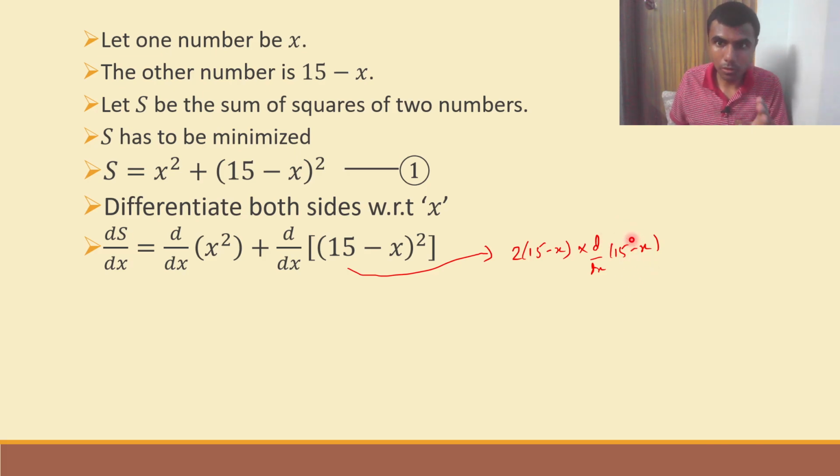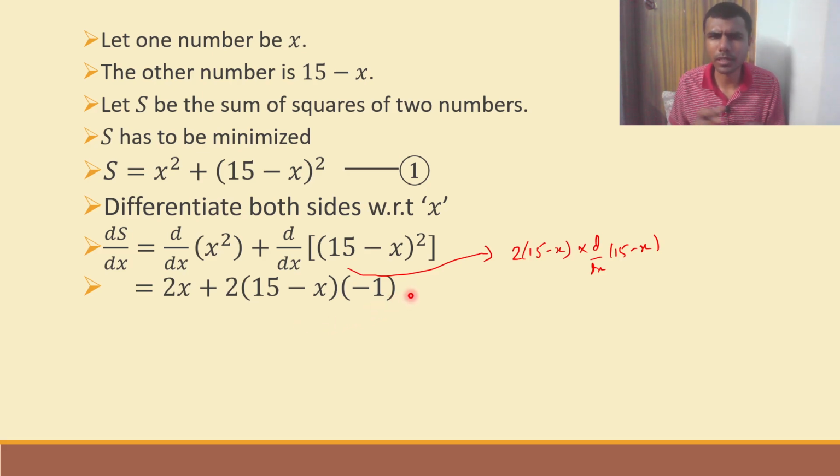Derivative of 15 is 0. Derivative of minus x is minus 1. So what I'd get is 2 into 15 minus x into minus 1. So this one's derivative is 2x and 2 into 15 minus x into minus 1. I hope this step is clear. Okay. This is an example question from the textbook, so I made the format as it is given in the textbook only, the solution. Okay, I've added a little more steps, that's all.